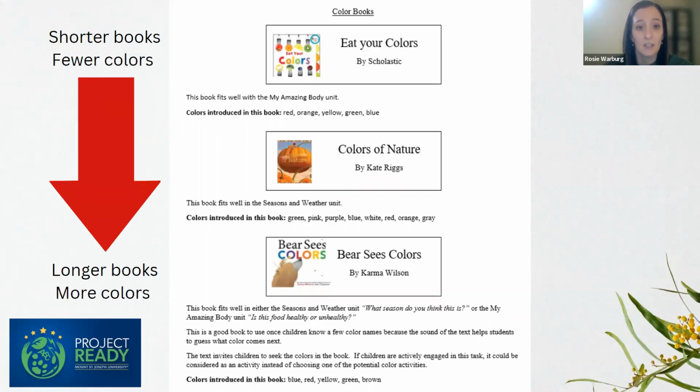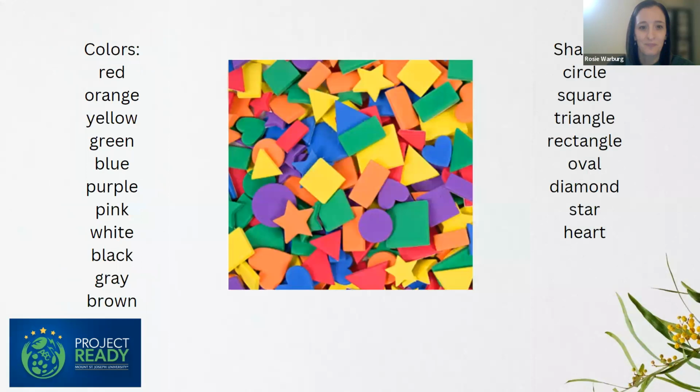The list of books, and this goes for all of our concepts, whether it's a color book or shape book or relative size book or opposite book, they are all listed in order from shorter books with fewer examples of the concept. So here, these are color books. So the books at the top here will have fewer colors and they're shorter books. And then it advances to longer books with more of the concept. So more colors for our color books.